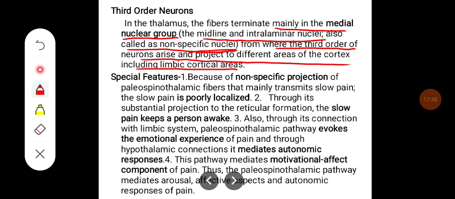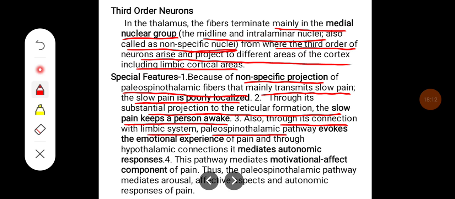The special features are because of the non-specific projection of the paleo-spinothalamic fibers that mainly transmit slow pain. The slow pain is poorly localized, and through its substantial projection to the reticular formation, the slow pain keeps the person awake. Also, through its connection with the limbic system, the paleo-spinothalamic pathway evokes the emotional experience of pain, and through hypothalamic connections, it mediates autonomic responses. So this pathway mediates the motivational-affective component of pain. Thus the paleo-spinothalamic pathway mediates arousal, affective aspects and autonomic responses of pain.